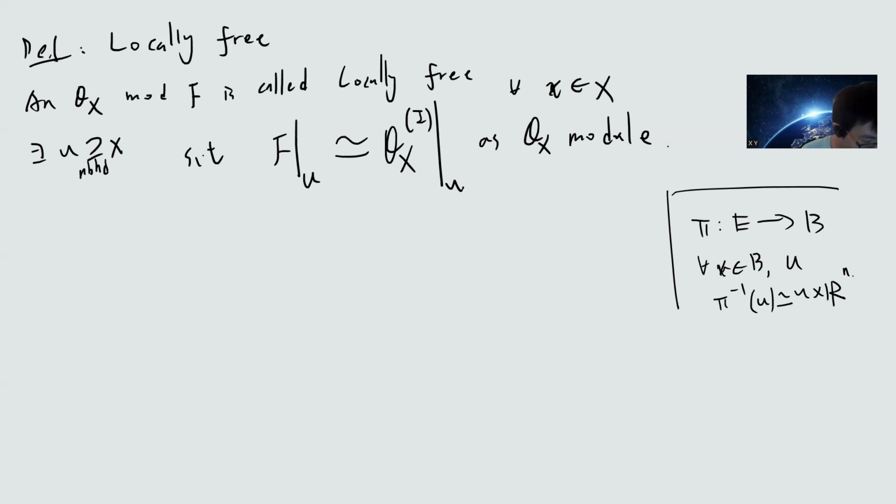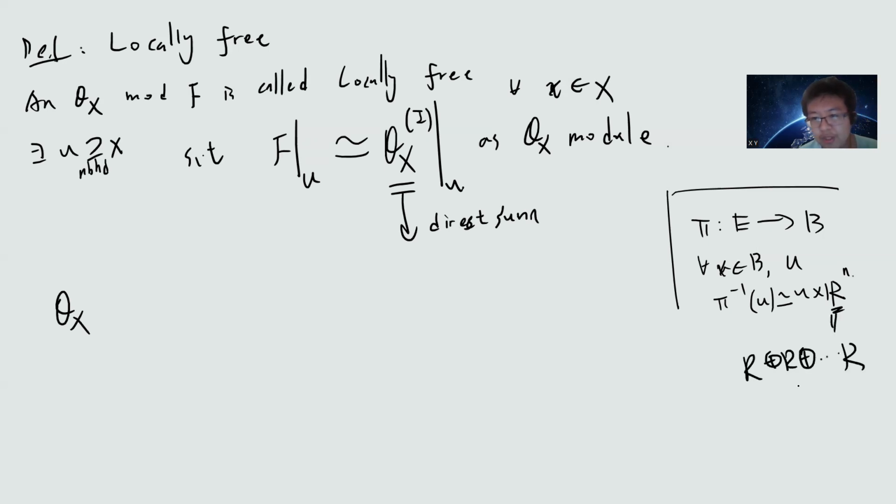Let me spend a little bit of time to describe what OX to the I means. Oh, it's not a tensor, it's a direct sum. Sorry about this, this is a direct sum. So this R^n is just R direct sum R and so on, as a vector space.